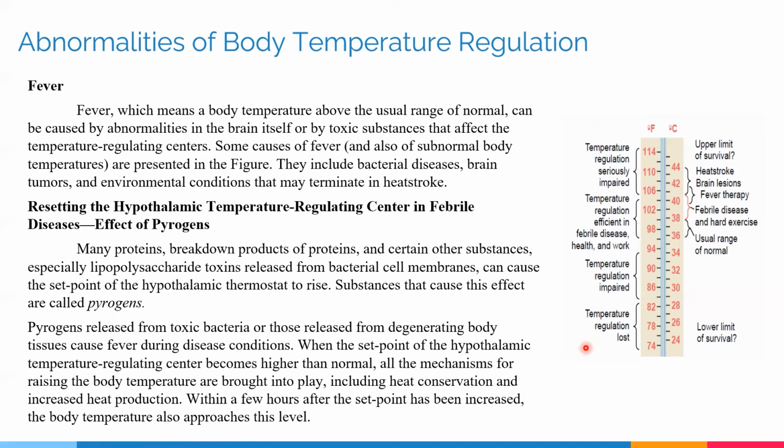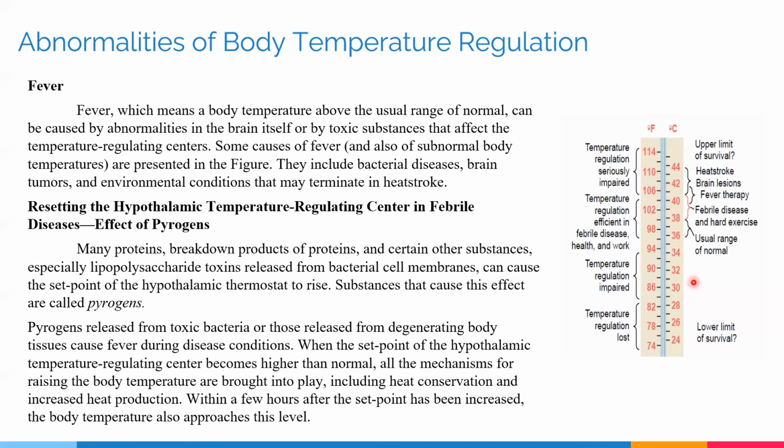In this particular schematic, other reasons that might cause a fever are given. This can obviously be febrile diseases or hard exercise, or can also include heat stroke and brain lesions. In the case of febrile diseases, the temperature regulation is dysregulated, and at even higher temperatures, which can be due to heat strokes or brain lesions, the temperature regulation is seriously impaired.